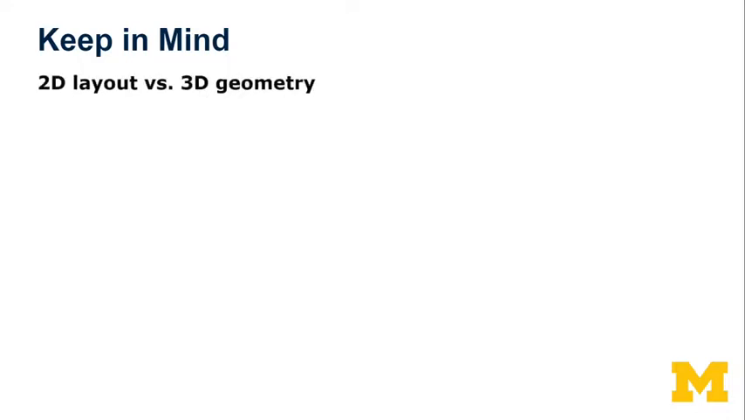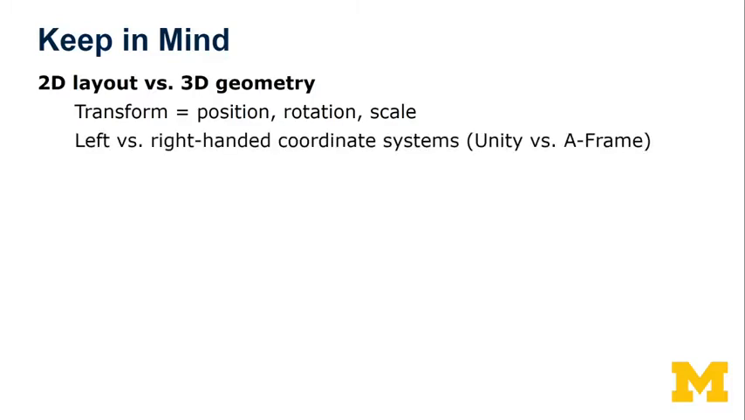So what you should keep in mind is that 2D layout and 3D geometry, those are the terms that we should use. So when it comes to transforms, that's the term we use to control position, rotation, and scale of objects in both 2D and 3D. And left versus right-handed coordinate systems, I talked about this. I think we need a little bit more time to really notice and fully realize the differences. That's cool. 2D design versus 3D material, right?